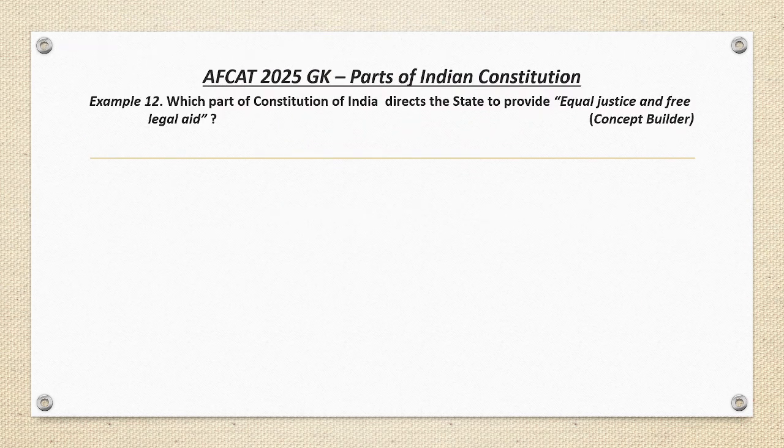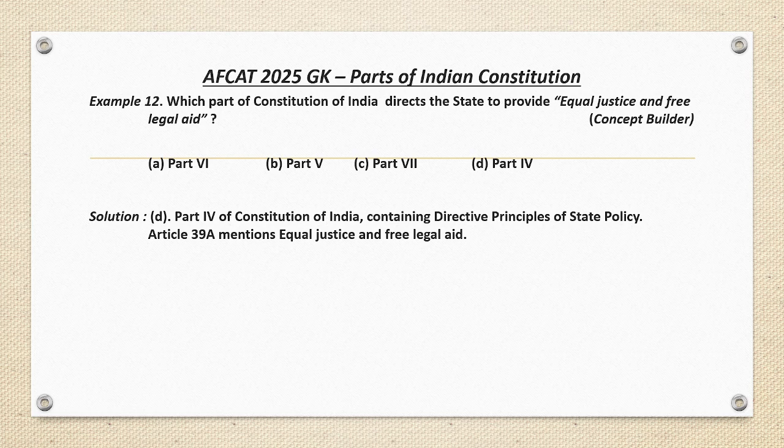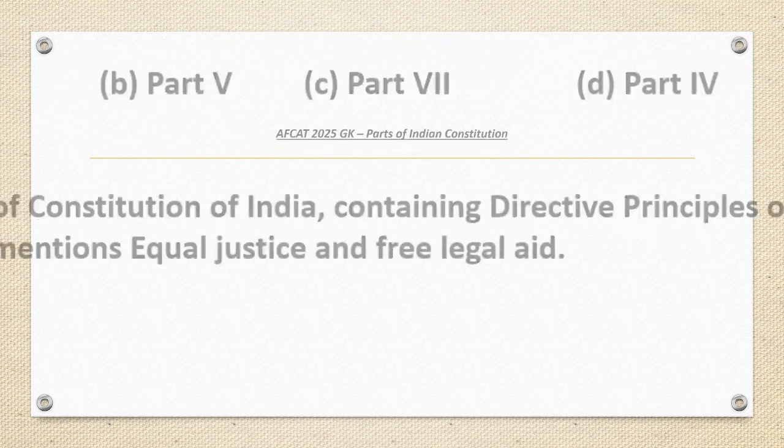Next, we have which part of the Constitution of India directs the state to provide equal justice and free legal aid. By the wording of this question itself, you can guess which part it is, or what that part deals with. Okay, you have a clue in the word directs. So it should obviously be the directive principles of state policy, and the DPSP are in Part 4 of the Constitution of India, and Article 39A mentions equal justice and free legal aid.